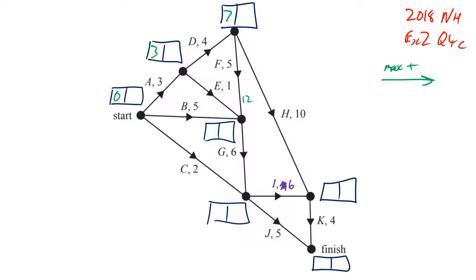We've got a 12, but we've got a 3 plus 1, which is 4, and we've got a straight 5. So we choose the maximum, which is 12. Coming down, we've got 18, and then a 2. Obviously, 18 is bigger, so we choose the 18.